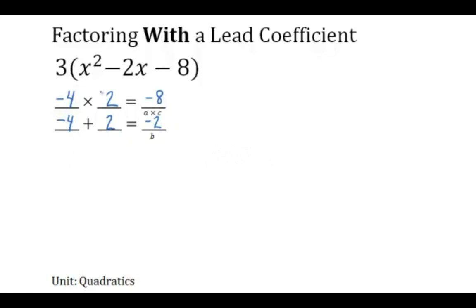So these two numbers then go into some binomials, linear factors. x minus 4 and x plus 2. And the 3, we still need it. That's one of the factors, so that's written out in front.